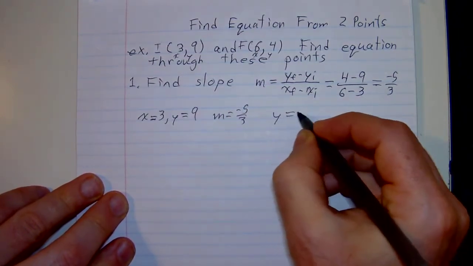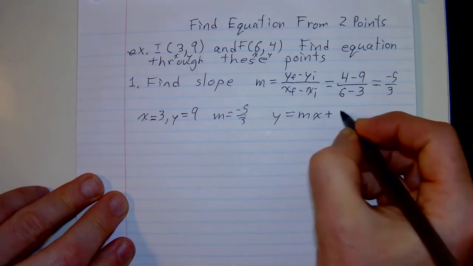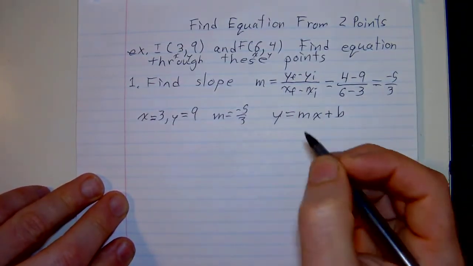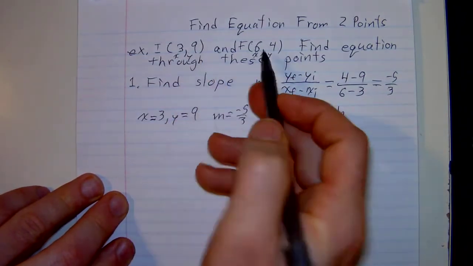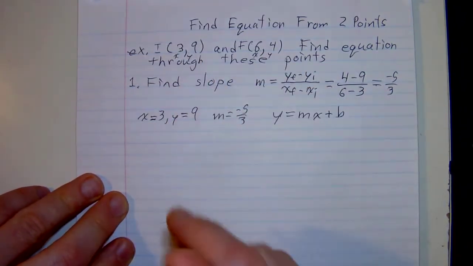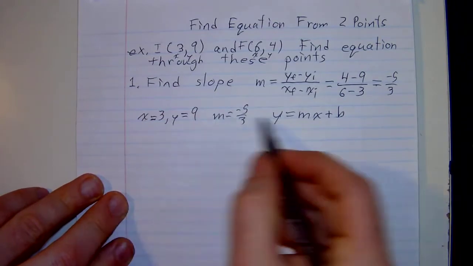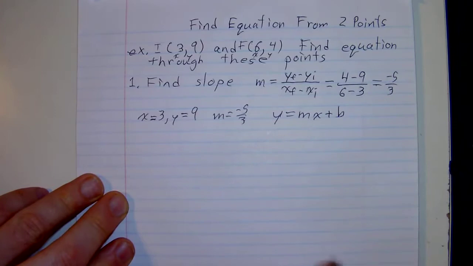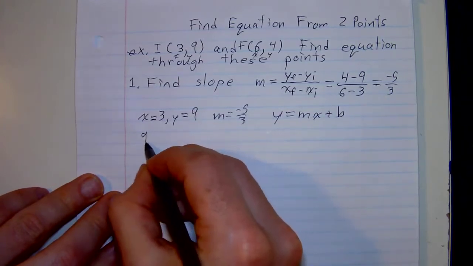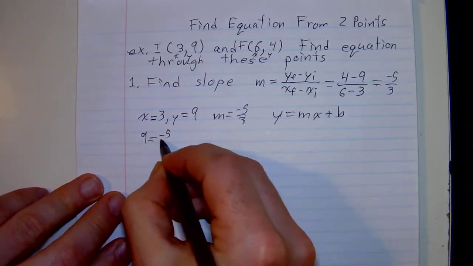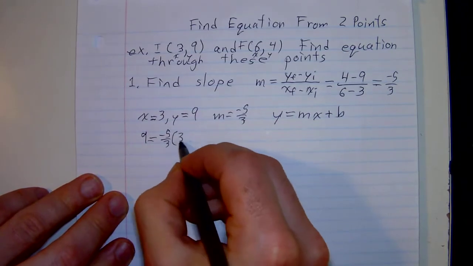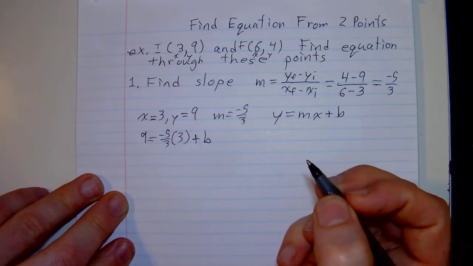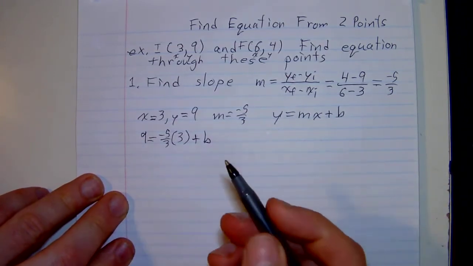And we know that a line is in the form y equals mx plus b, unless it's a vertical line, but we're not worried about that right now because these 2 points have different x values, so it's not a vertical line. Okay. So now we're just going to sub in the x value, the y value, and the m value into our formula. So it's y, which is 9, equals m, which is negative 5/3, times x, which is 3, plus b, and b we don't know. And then we're just going to solve this equation.